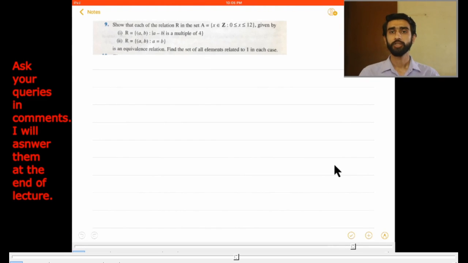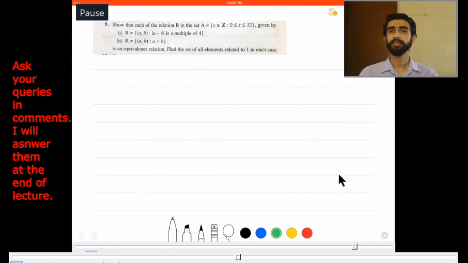Let me read it. Show that each of the relations is in the set A. Set A is all the integers x belonging to Z such that x is between 0 and 12. 12 और 0 के बीच के सारे integers, given by such that. दो हमें examples दिए हुए हैं और उसके बाद दो type दिए हैं सब parts, उन दोनों को हमें अलग करना है, relation दिए हैं.